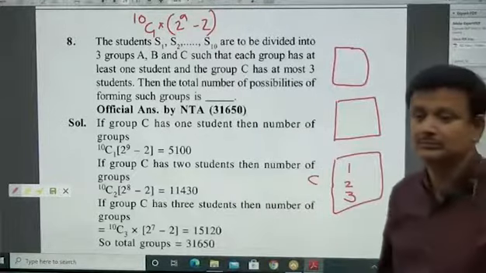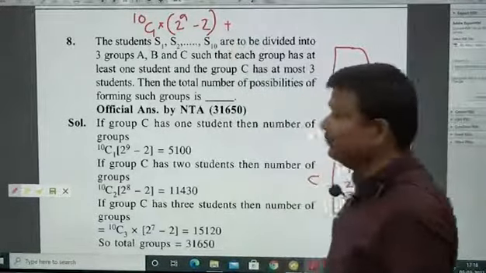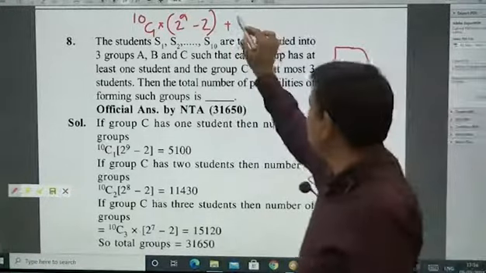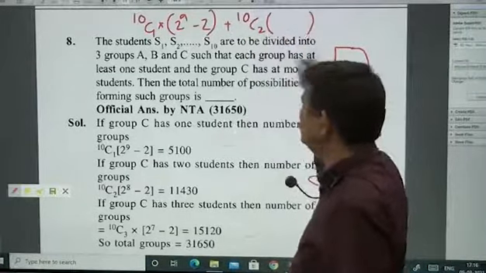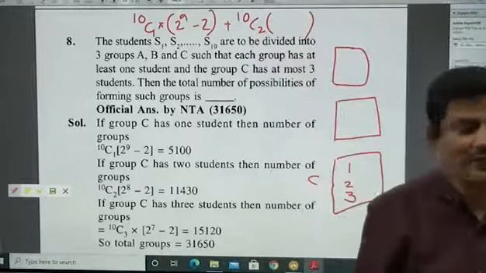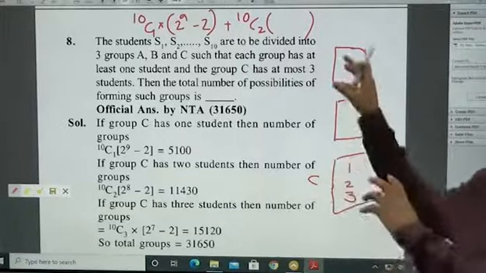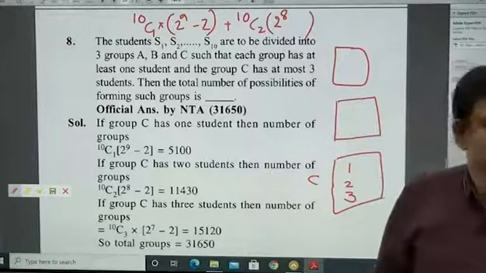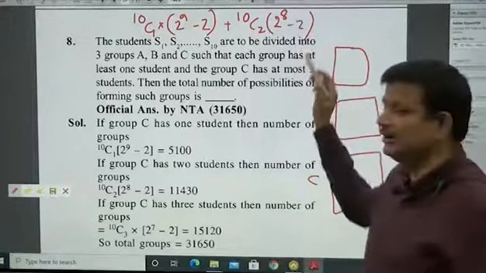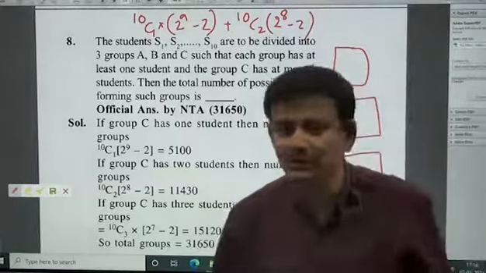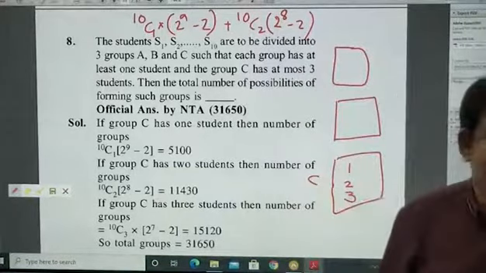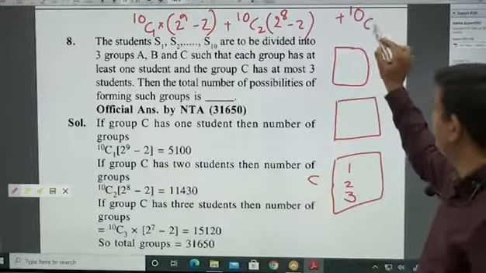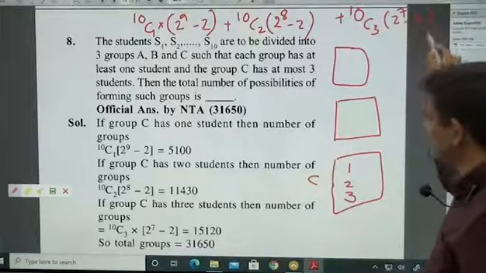Or there can be a case where C has 2 children with him. Select those 2 children, 10C2, into what will happen? Remaining 8 children, either they can choose A or B. 2 power 8 ways. Minus, again this will have a case where everybody is going to A or everybody is going to B. None of the sets should be empty, so -2. Plus 10C3 into 2 power 7 -2. That will be your answer.